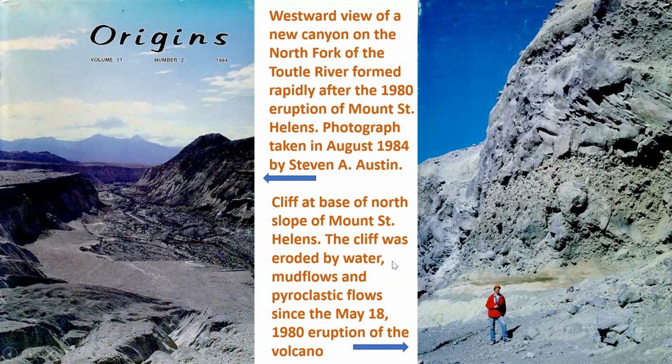The cliff was eroded by water, mud flows, and pyroclastic flows since the May 18 eruption. Okay, so you can see water, mud. That's it. Okay, and it can form such amazing features on the landscape.